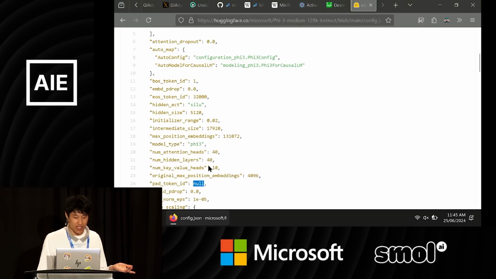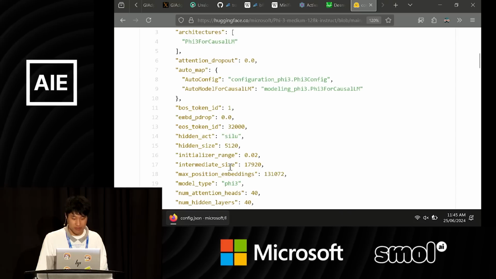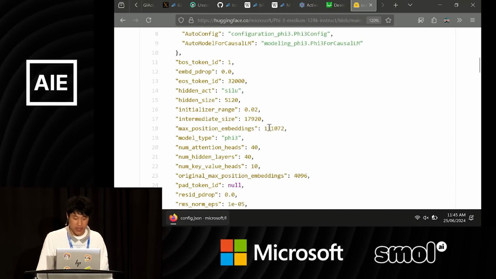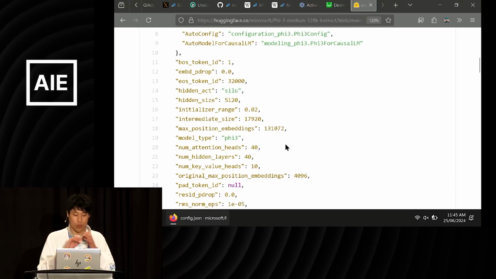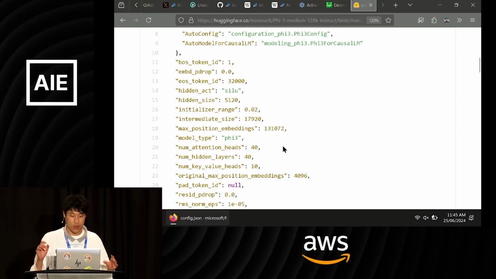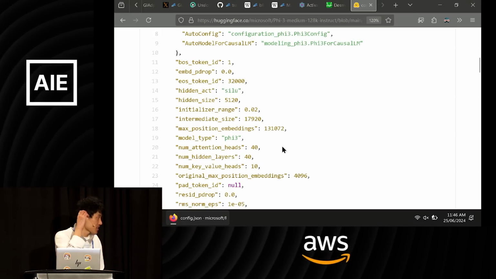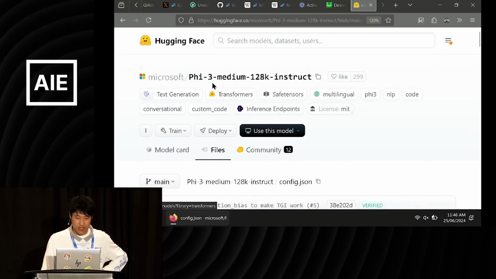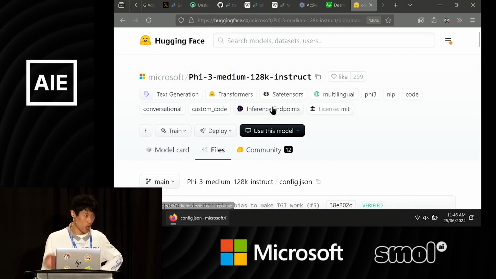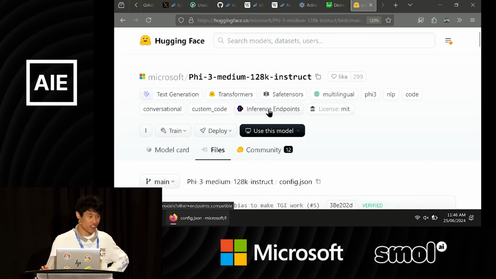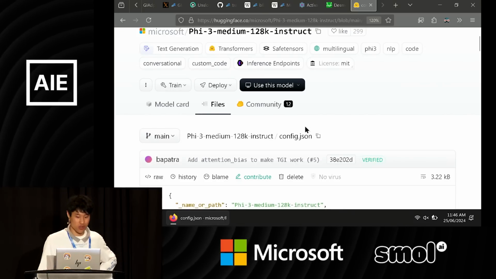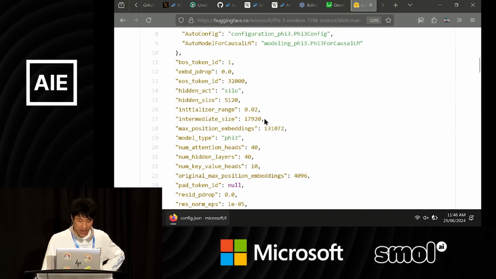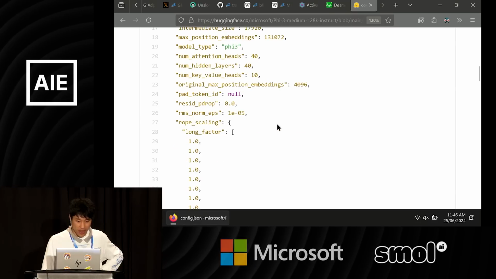How many layers does Phi-3 have? It's 40. What is the context length? It is 131,072. Remember, this model, Phi-3 medium, is 128K. It's not 128,000, so just be careful. It's actually 128K, which is 131,072. There are other issues with this model as well.